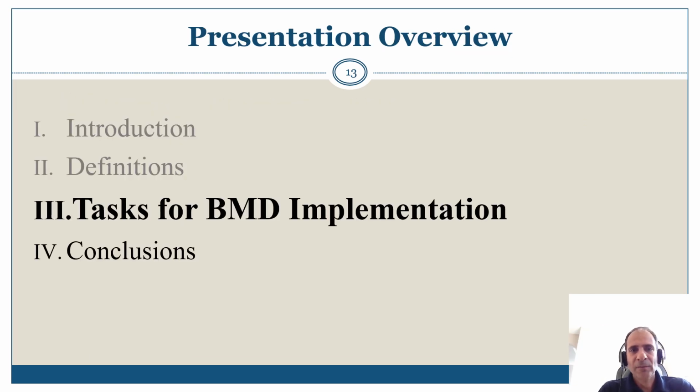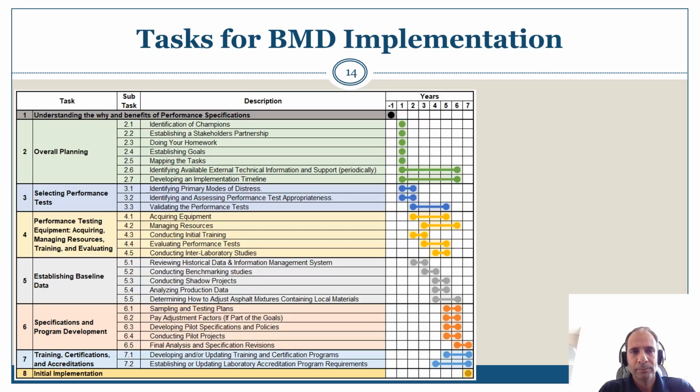Our next section focuses on the potential 8 tasks for the implementation of balanced mix design. Successful practices documented from these 7 virtual site visits were all collected and synthesized into an overall process of implementation of BMD. This effort suggested 8 major tasks based on concurrent activities such as the BMD regional workshops, the BMD implementation guide, and so forth.